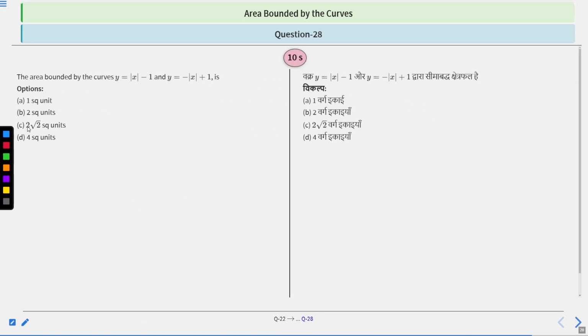Now let's move to the next question. Question number 28 says the area bounded by the curve y equal to mod x minus 1 and y is equal to minus of mod x plus 1 is. Again, the hint of this question is: first, you will try to draw the graphs of these two curves and use geometrical interpretation to calculate the area, or you can first break these curves into piecewise functions and integrate between the intersection points. In this way, you can approach this question. You have 10 seconds to solve this question. After 10 seconds, we will discuss the solution.